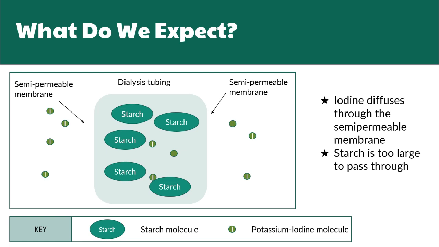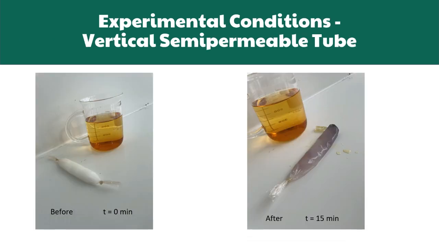Here are the before and after images of our first run of the experiment, where the dialysis tubing was inserted into the iodine solution vertically. The picture on the left shows our experimental setup before our experiment was run. You can see the white mixture of cornstarch and water inside of the dialysis tubing, as well as the dark yellowish iodine solution inside of the beaker.